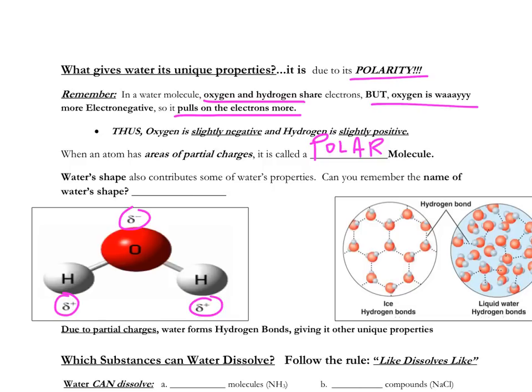So the shape also contributes to some of water's properties. The name of the water's shape, if anyone can remember, I'll give you a second to guess. The shape of this molecule, if you just look at it, it's not linear. It's like it was a linear model, but then someone grabbed it and bent it, giving it its bent shape. Okay, so this is an example. This shows us a polar water molecule.